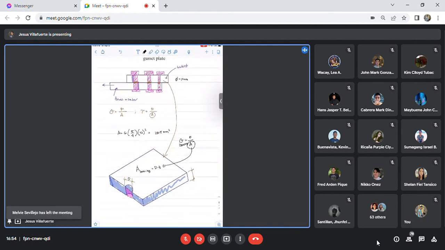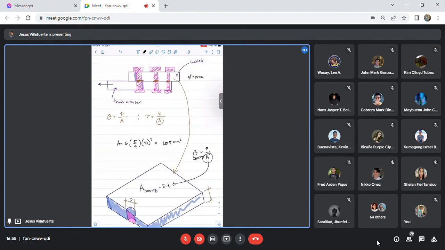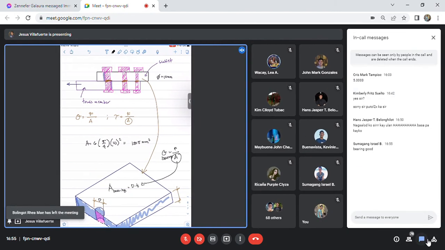So you should be able to identify which parts of your structure are involved. Let's say if axial compression and tension stress, then you know it is the member. If shearing, that is the shearing stress involved in your bolts. But when you say the bearing, say bearing good. What do you mean by bearing, Israel?